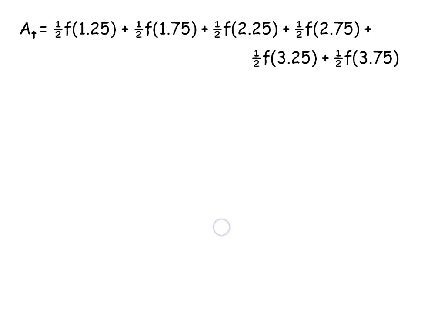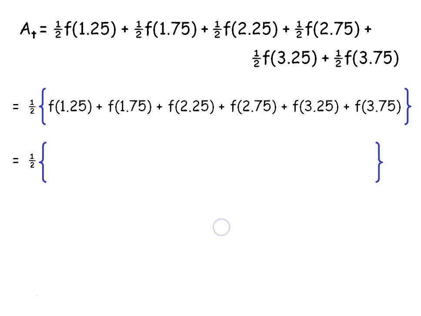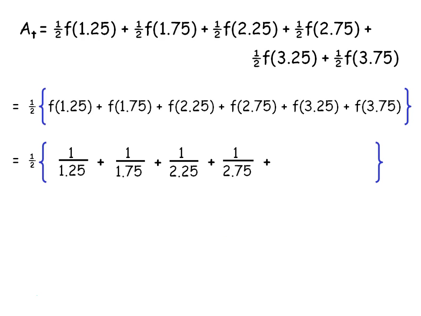So let's bring that calculation over to the next slide here. Now I'm going to factor 1/2 off. The function at 1.25 would be 1 over 1.25. Remember, the original function is 1 over x, so we'll just have to substitute 1.25 in for x. It'd be 1 over 1.25 plus 1 over 1.75 plus 1 over 2.25, 1 over 2.75, 1 over 3.25, and 1 over 3.75. That's the midpoint of each rectangle there, substituted into your function for 1 over x.